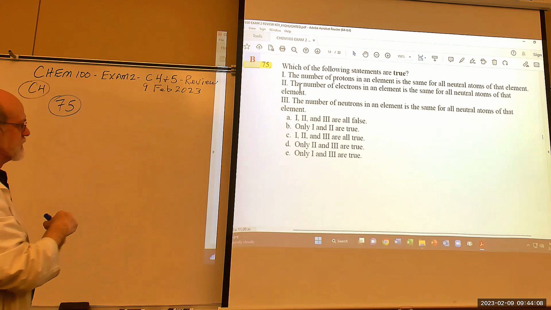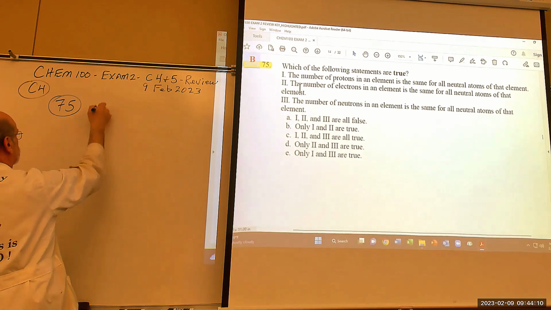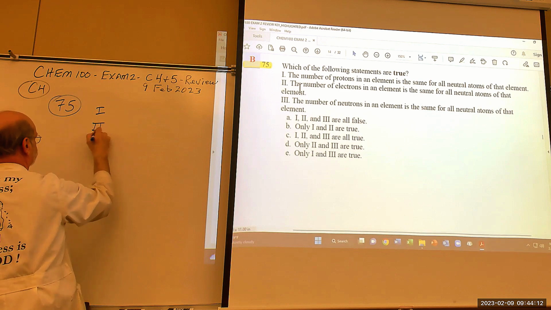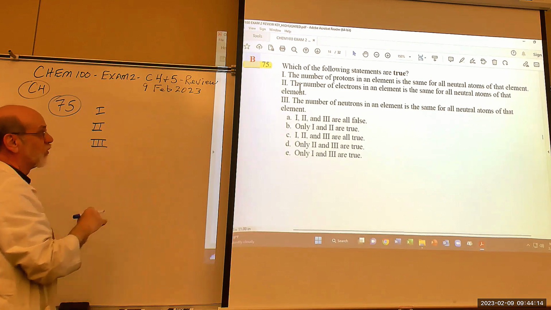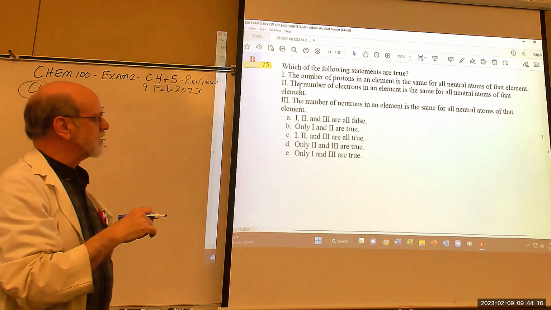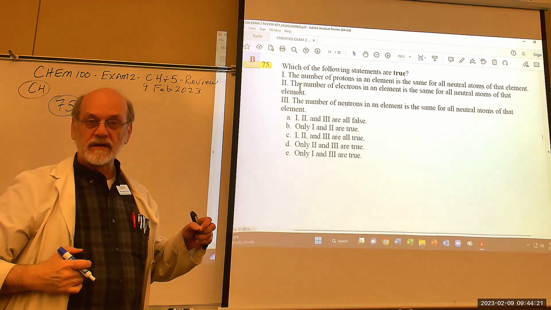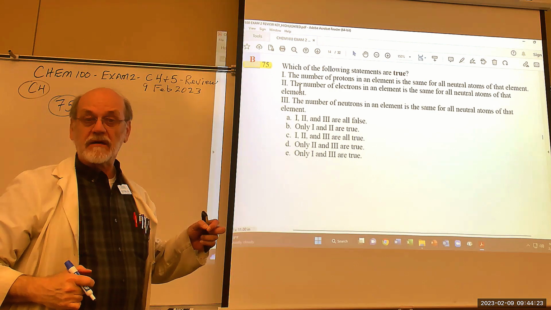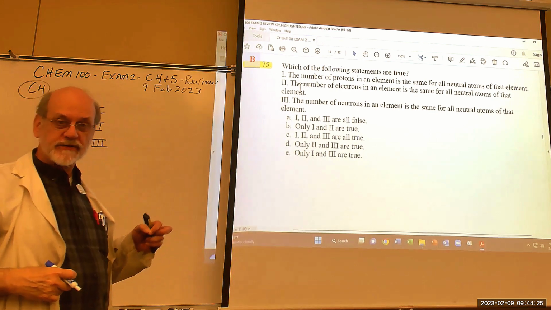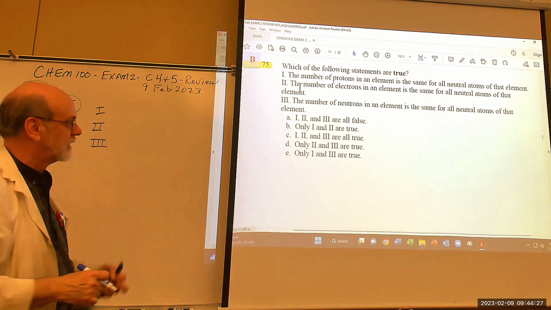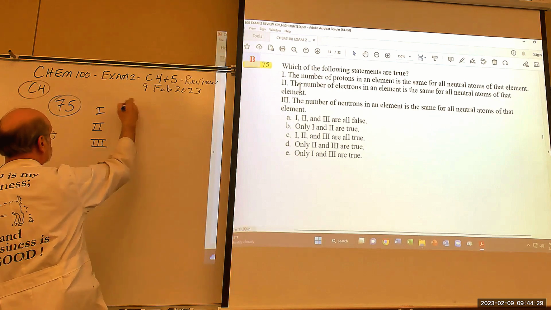Which of the following statements is true? Okay, we got 3 statements. All right, number 1, the number of protons in an element is the same for all neutral atoms of that element. Yeah, that's true. The protons determine the element. So 1 is true.